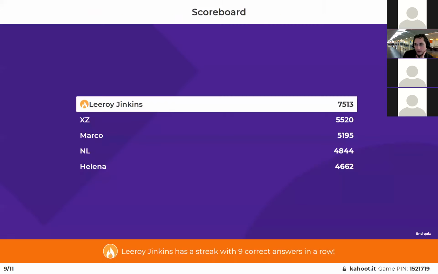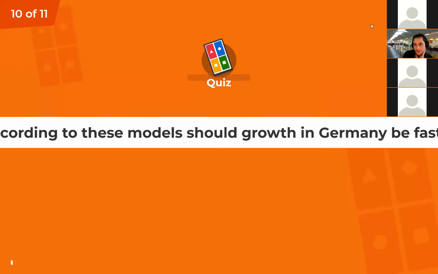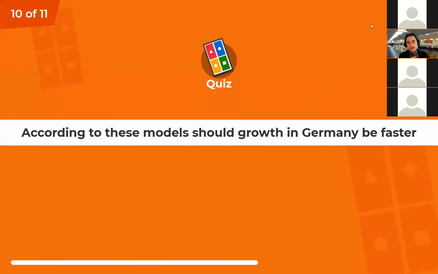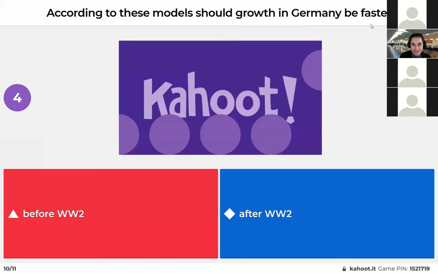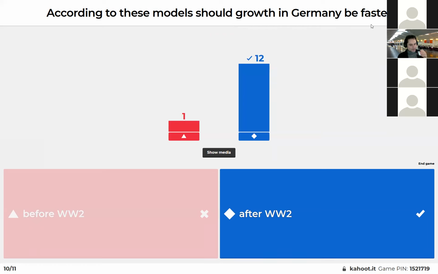Okay, one last question. Nope, two, sorry, we have two more questions. According to these models, should growth in Germany be faster before World War II or after World War II? Yeah, and of course we have here the idea. So the idea behind this question is that there's this massive bombing of German industry during World War II. So their productive capital stock was greatly reduced.